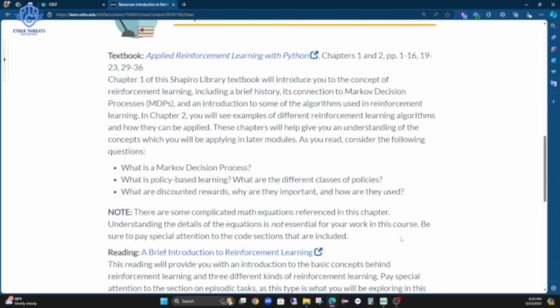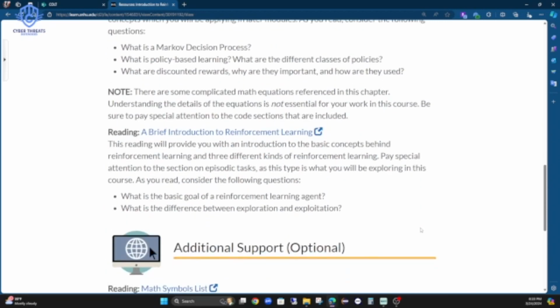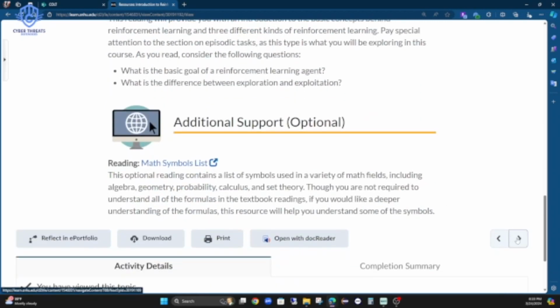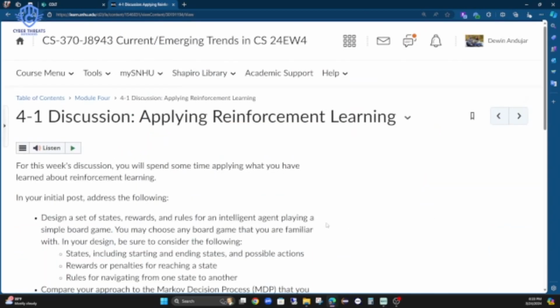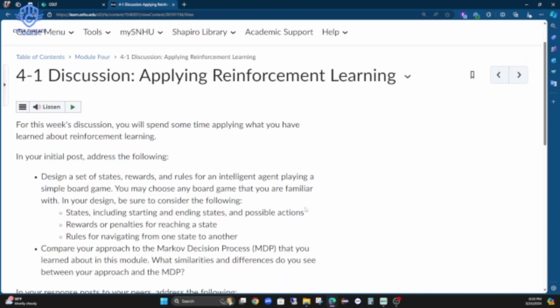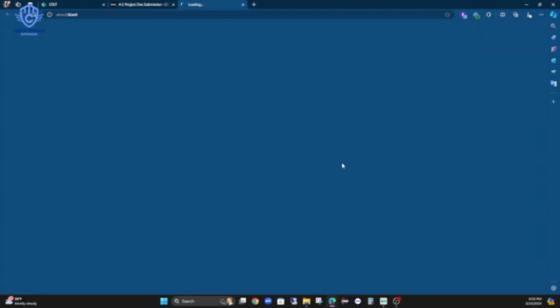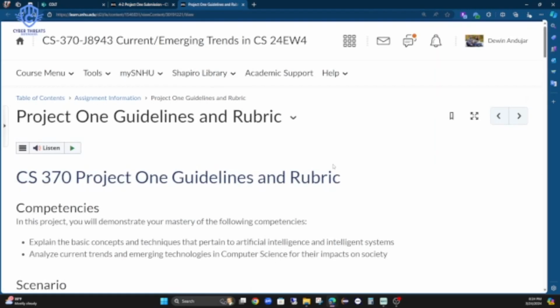So you're gonna read all this material. You're gonna read the Markov decision process, the policy learning, the discounted, like when you made a mistake, you're gonna be getting a penalty, how that works. Please don't forget to do your post, and don't forget to provide feedback to at least two of your classmates, because if you don't do so, you're gonna lose points for that particular part of the assignment. Don't forget to submit your project, and most importantly, following the rubrics.